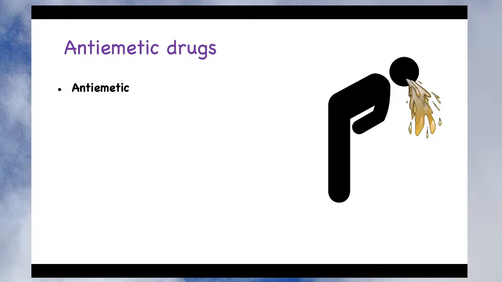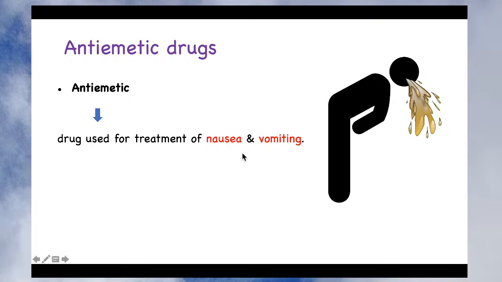So first we'll see which drugs are called anti-emetic drugs. These are the drugs which are used for the treatment of nausea and vomiting. As I mentioned in the last session, vomiting is where your GIT content is expelled. But when you just feel like vomiting, but the content is not yet expelled out, such a clinical condition is called nausea. So anti-emetic drugs are used for treatment of both nausea as well as vomiting.